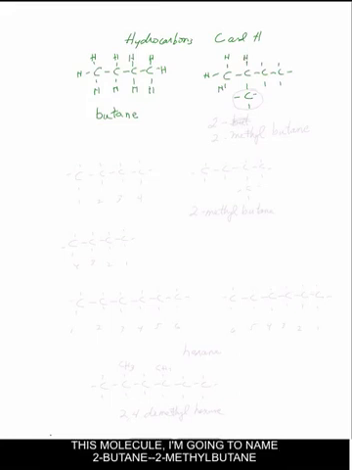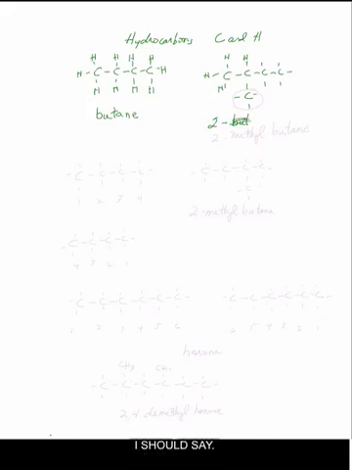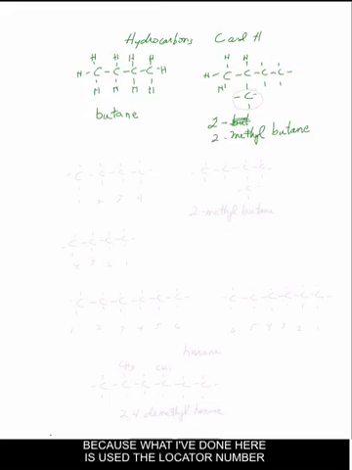This molecule I'm going to name 2-methylbutane. Because what I've done here is use the locator number 2 to indicate the fact that the substituent, which in this case is the circled methane, is on the 2nd carbon in the chain.